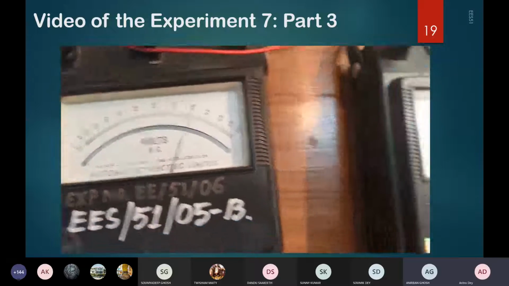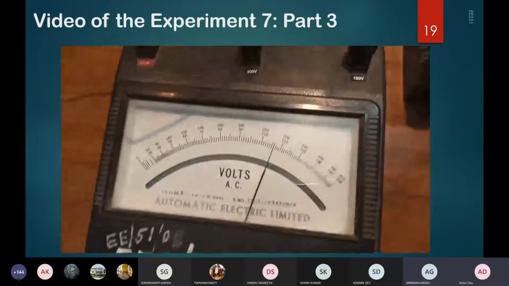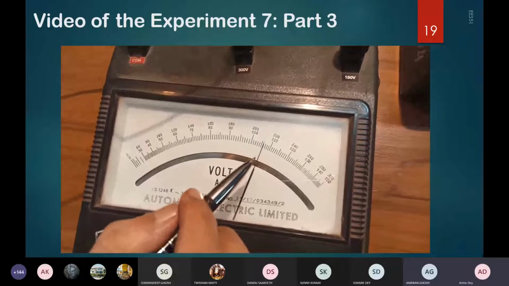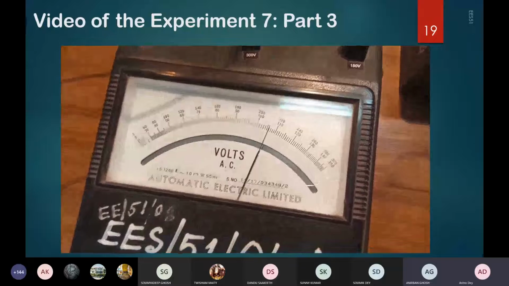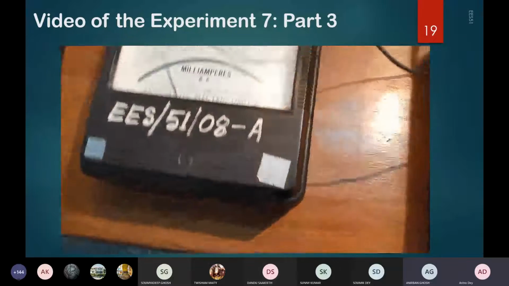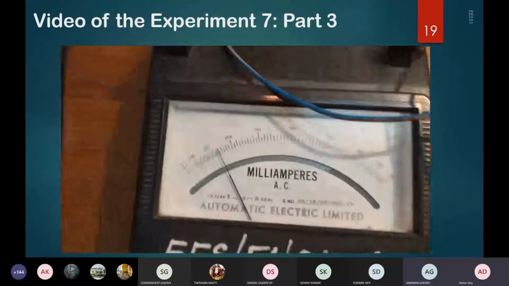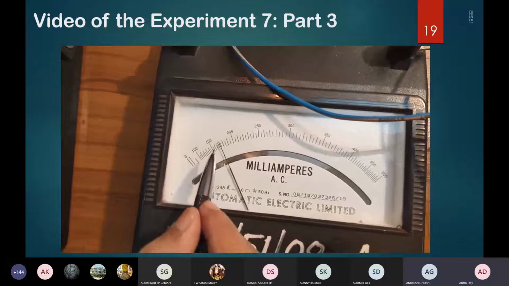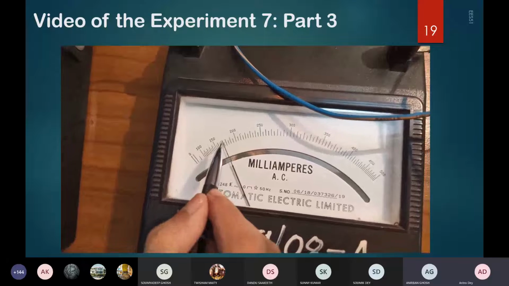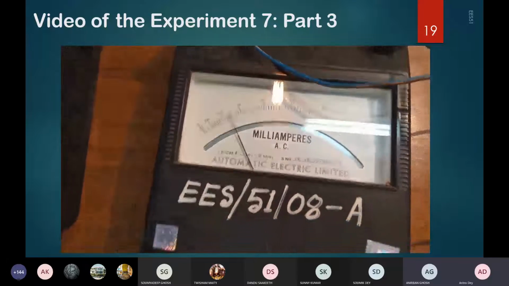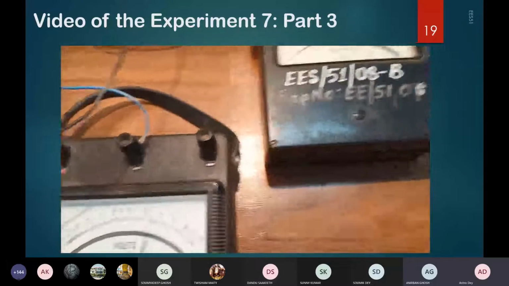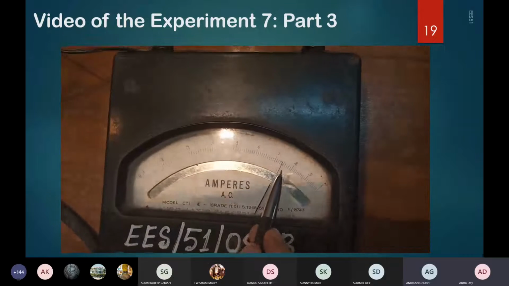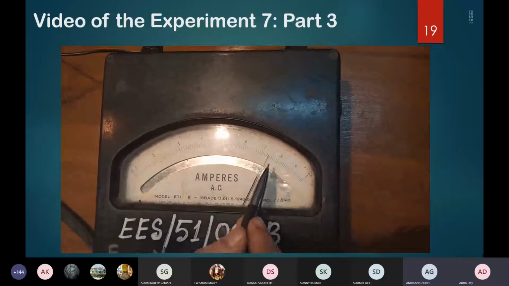So for 220, the drop is approximately 214. For the carbon lamp it is 175 milliampere, and for the tungsten it is 0.74.